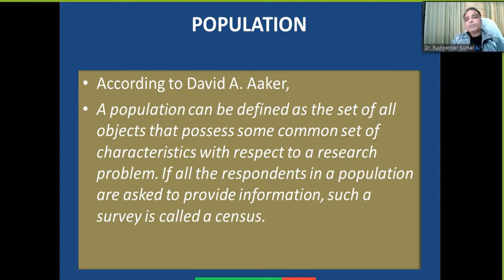If all the respondents in a population are asked to provide information, such a survey is called a census. So if we conduct a survey where we are collecting from all 500,000, 5 lakh students, then it would be a kind of census, because we are covering each and everyone. But this is not feasible. So now you understand what our population is, right?